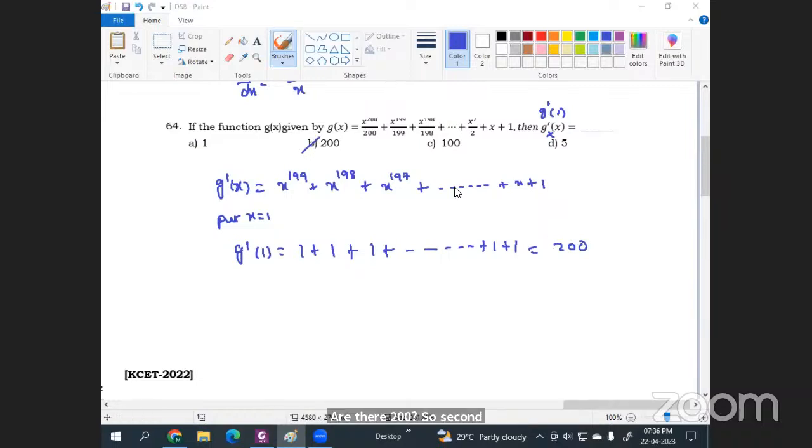How many have given? B is right. B, 200. Rishabh Singh, Aditya, Pratik. Correct one. Good. Right. Next question.